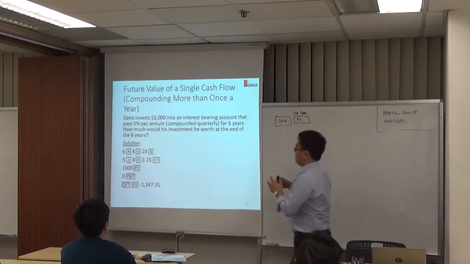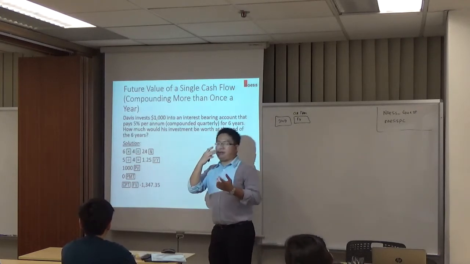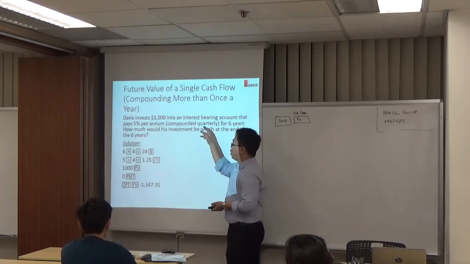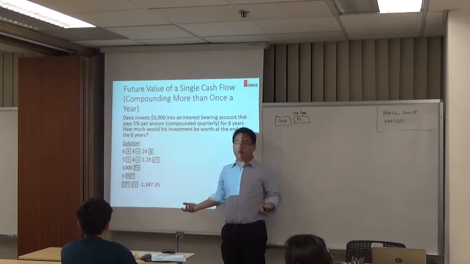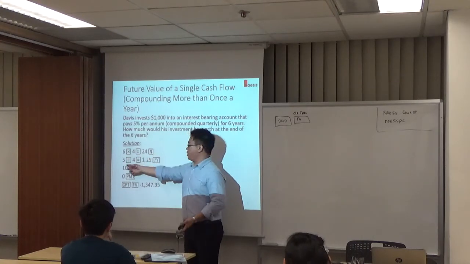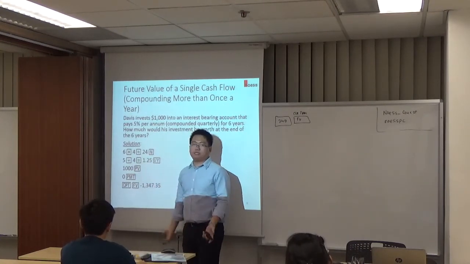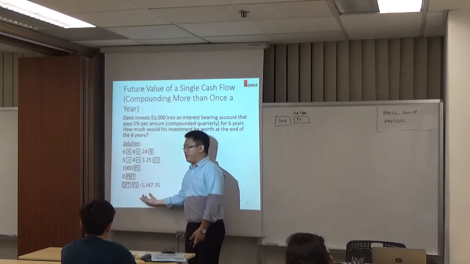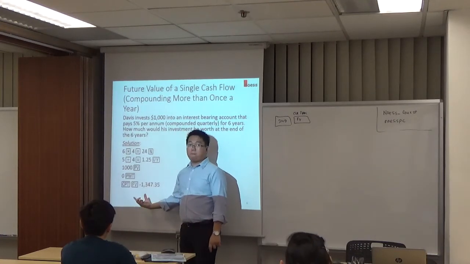Of course, if I change the question, let's say in the exam, they may not use quarterly. Let's say they say compounded monthly, then what do you do? Here you will just take 6 times 12, and then here you will just take 5 divided by 12. That's it. Then you will still get the answer.